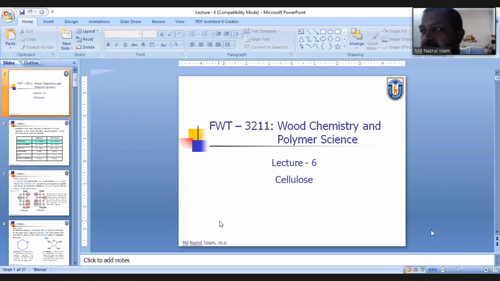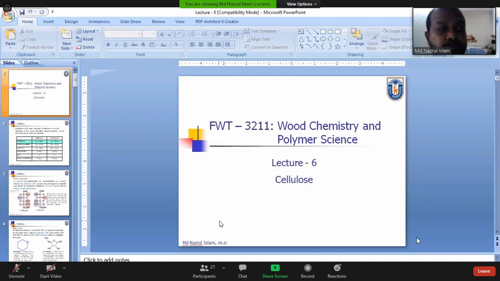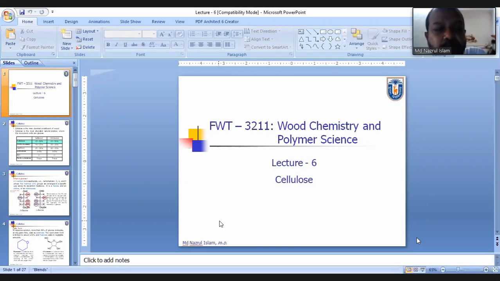So alpha cellulose is not dissolved. Beta cellulose dissolves in 17.5% solution but precipitates when you make it neutral. And the portion you will not get, which still remains dissolved, that is the gamma cellulose. Okay.